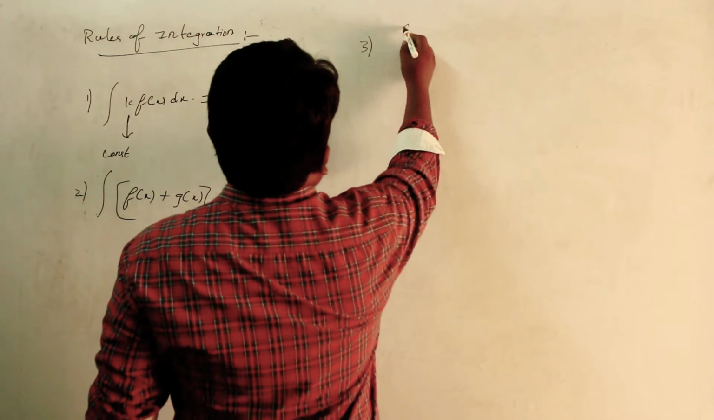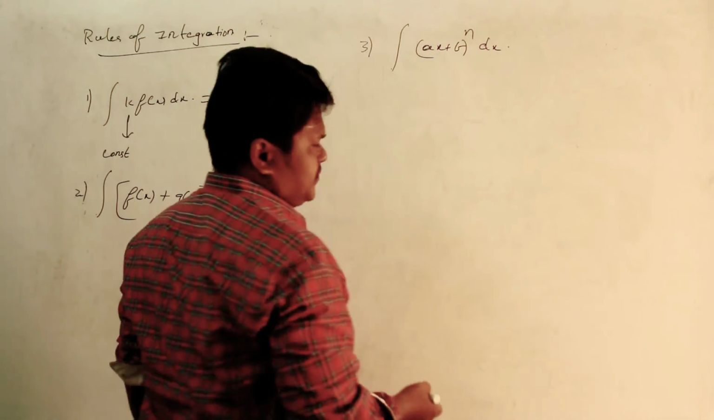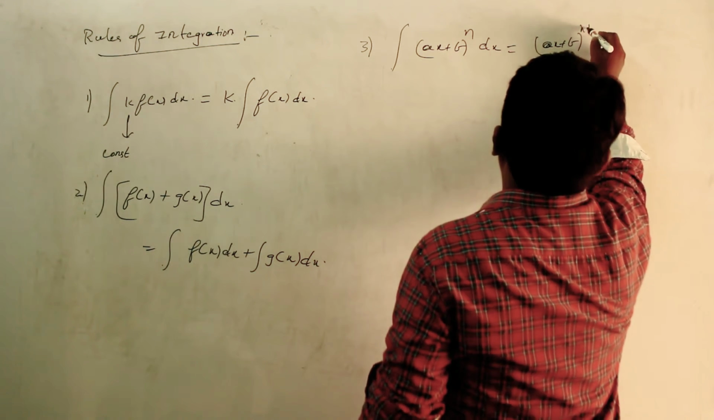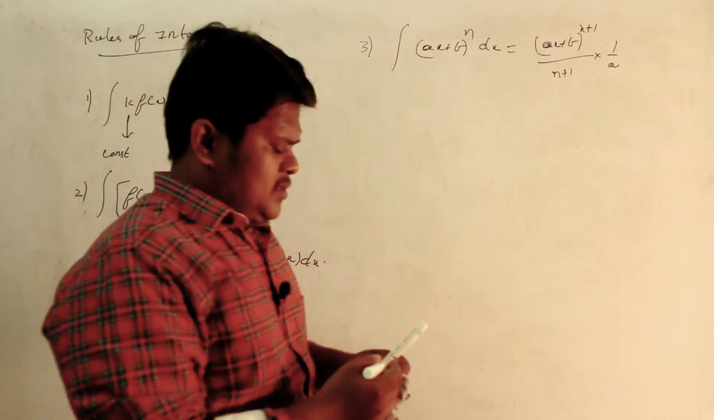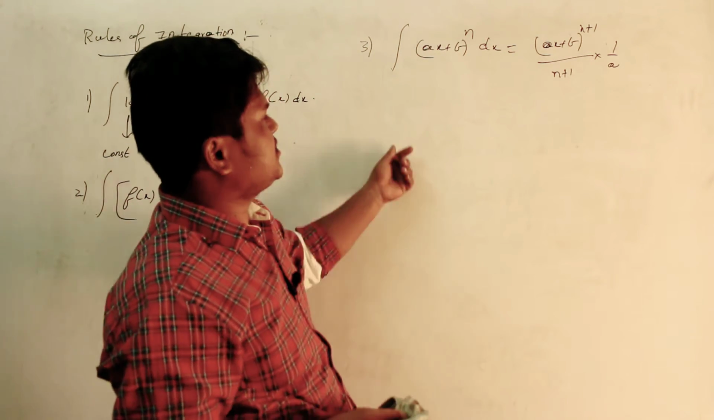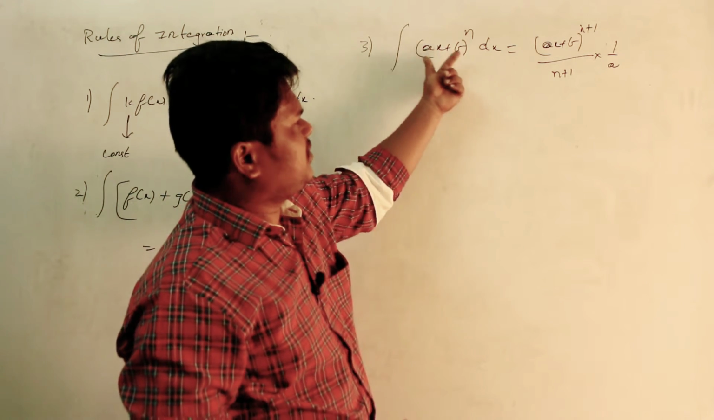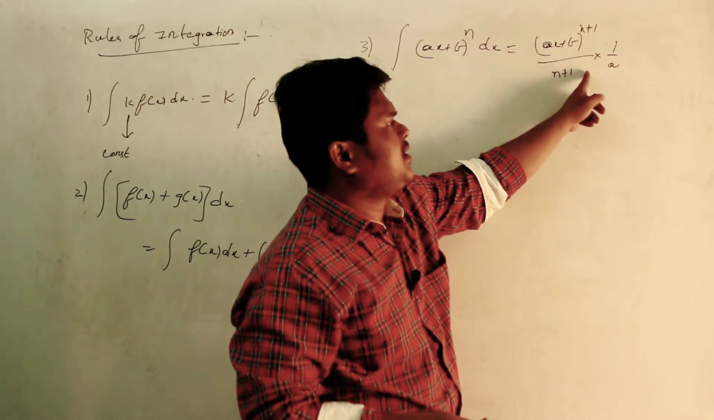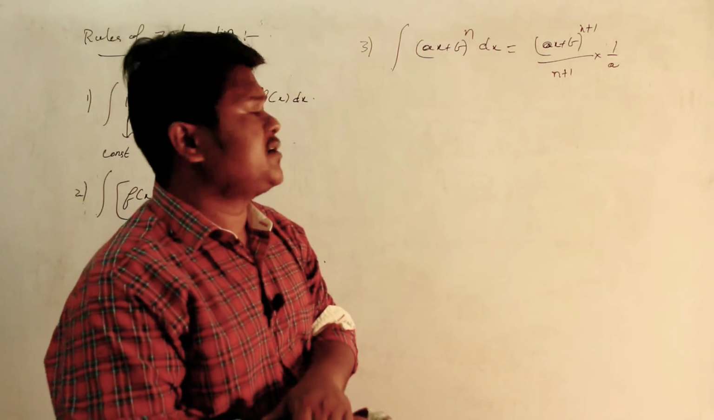Third one, integration of ax plus b whole power n dx. This can be written as ax plus b whole power n plus 1 divided by n plus 1 into 1 by a. In this condition, this ax plus b is a linear function, linear function in the sense that here we have x power 1. So in this type of linear function, we write this relation: ax plus b whole power n plus 1 divided by n plus 1 into 1 by the coefficient of x which is present here. This we are supposed to write in this condition.